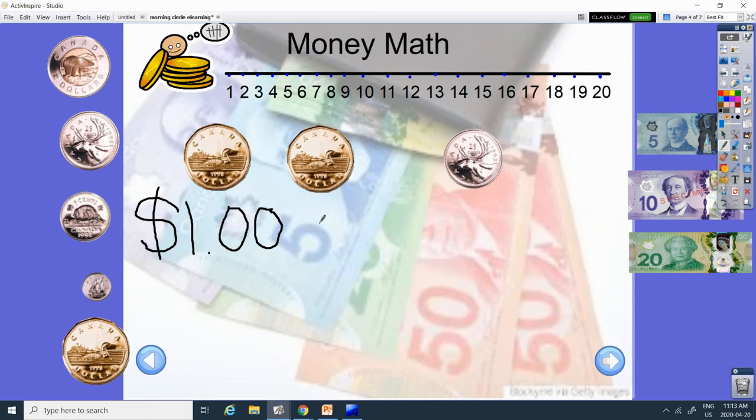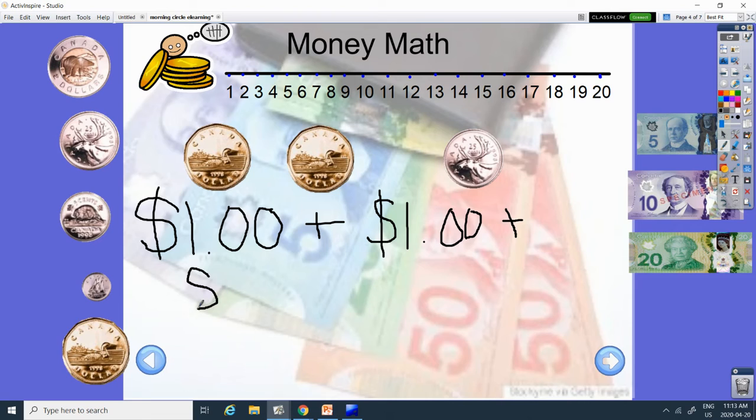Now I want to add these together, so I'm going to do a plus sign. And this is the same. So when it's the same, these two coins are the same, we know we can write the same thing. So I'm going to do a dollar sign again, and another 1, and a decimal, and another 0, 0. And now I want to add this last coin, so I'm going to do another plus.